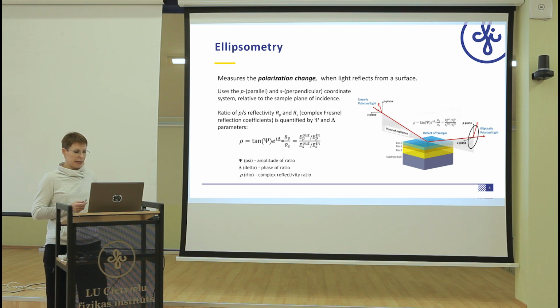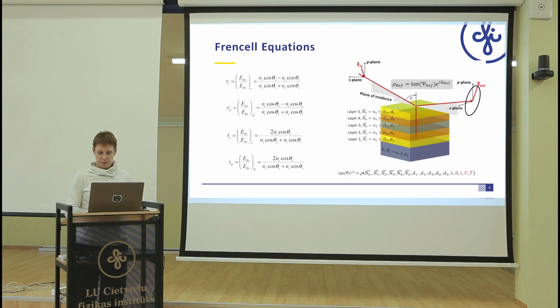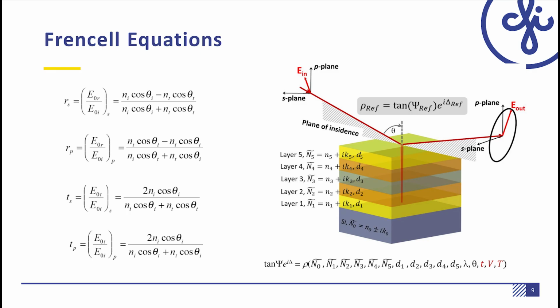What we can see from this formula basically is that psi is the amplitude of the ratio, delta is the phase of the ratio, and rho is the complex reflectivity ratio. The main ellipsometric angles psi and delta are directly linked to these Fresnel equations. This means that they are fundamentally linked to the complex refractive index and thickness of the films or bulk substrates, or any inhomogeneities they may have.